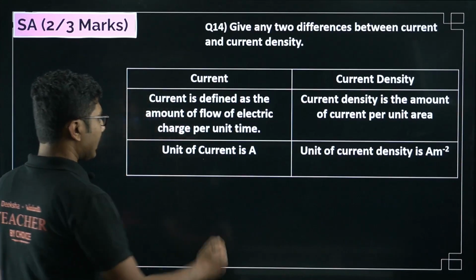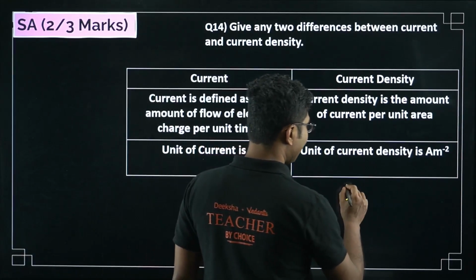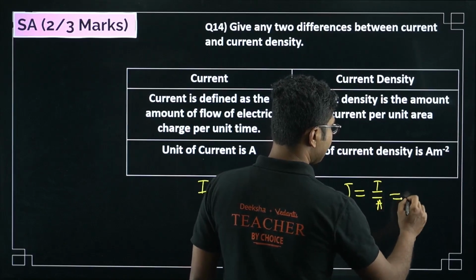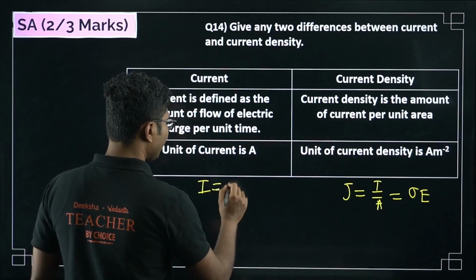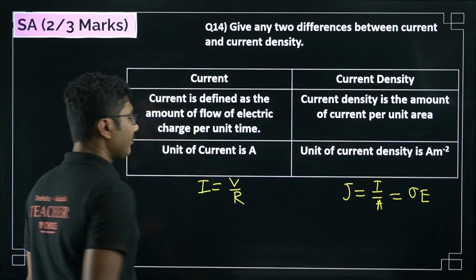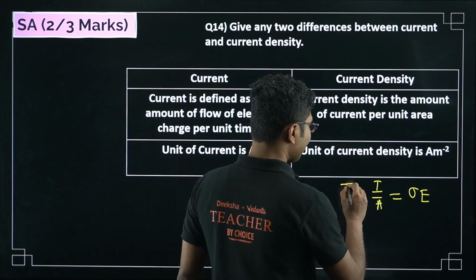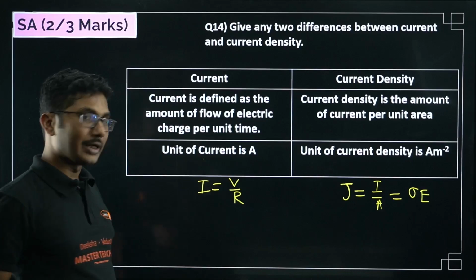Current is represented by the symbol I, and current density is J, which is nothing but I by A. Also it is sigma E, whereas current is equal to V upon R. From Ohm's law, current is equal to V upon R. From Ohm's law, current density is J equals sigma E. So this is also another difference if you want to write.